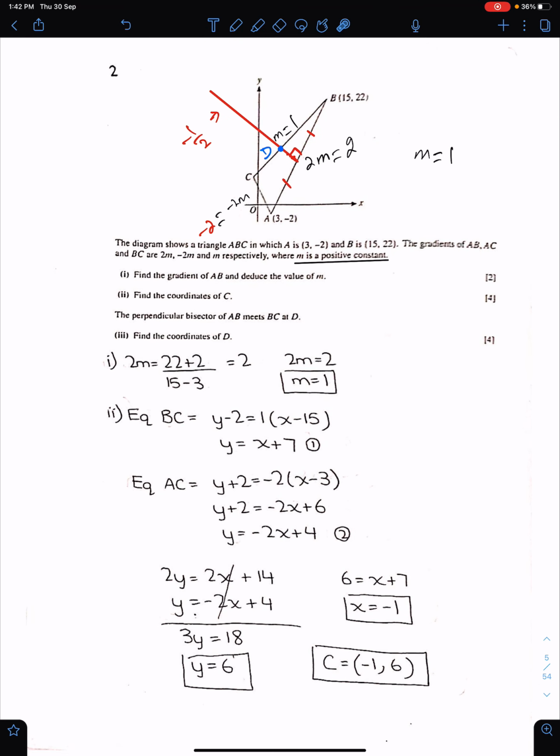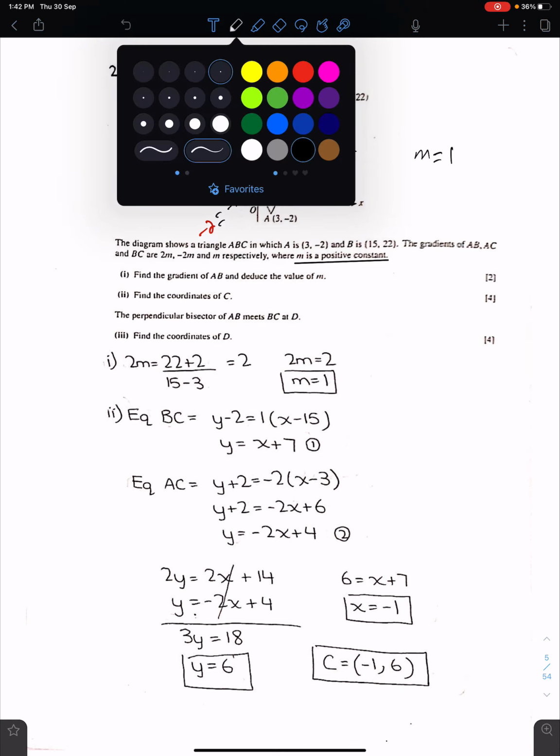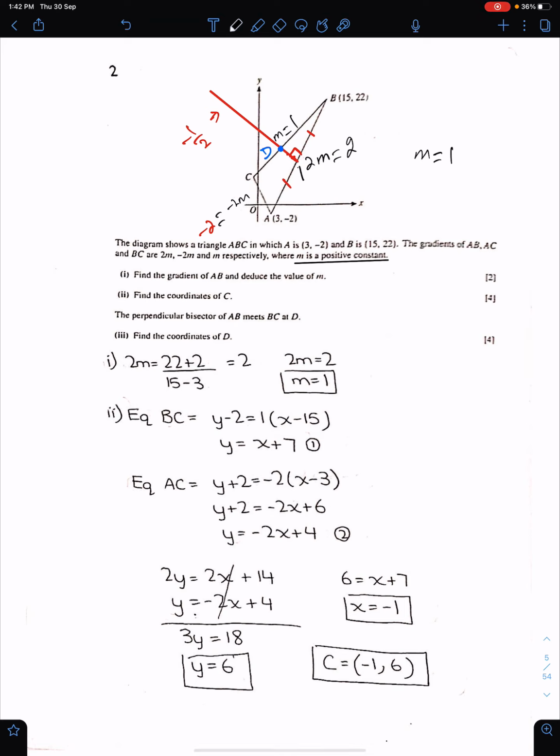Last part. The perpendicular bisector of AB. This is the perpendicular bisector of AB. This line is AB. Perpendicular bisector means a line which divides another line into equal parts and makes 90 degrees with that line. So this is the perpendicular bisector of AB. So this is the midpoint of AB.